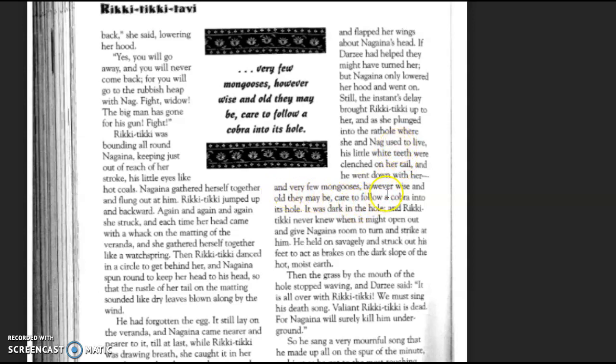"And very few mongooses, however wise and old they may be, care to follow a cobra into the hole. It was dark in the hole, and Rikki-Tikki never knew when it might open out and give Nagaina room to turn and strike at him. Okay, he held on savagely and struck out his feet to act as brakes on the dark slope of the hot, moist earth." Okay, so you can take any part of that as a quote, chicos.